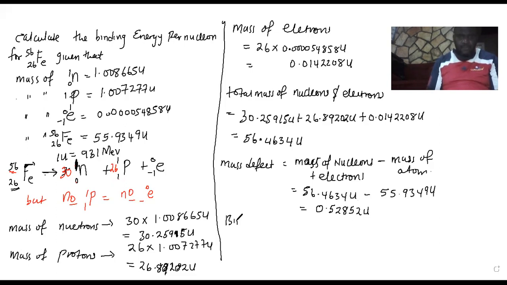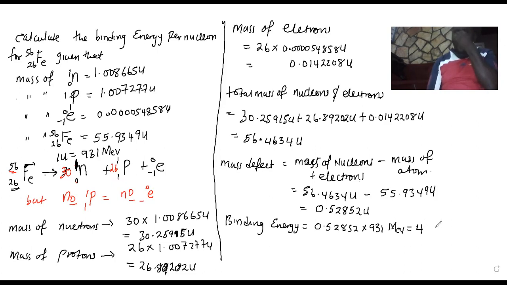So now binding energy can be got from 0.52852 times 931 mega electron volts. What answer do we get? 492.0335 mega electron volts.